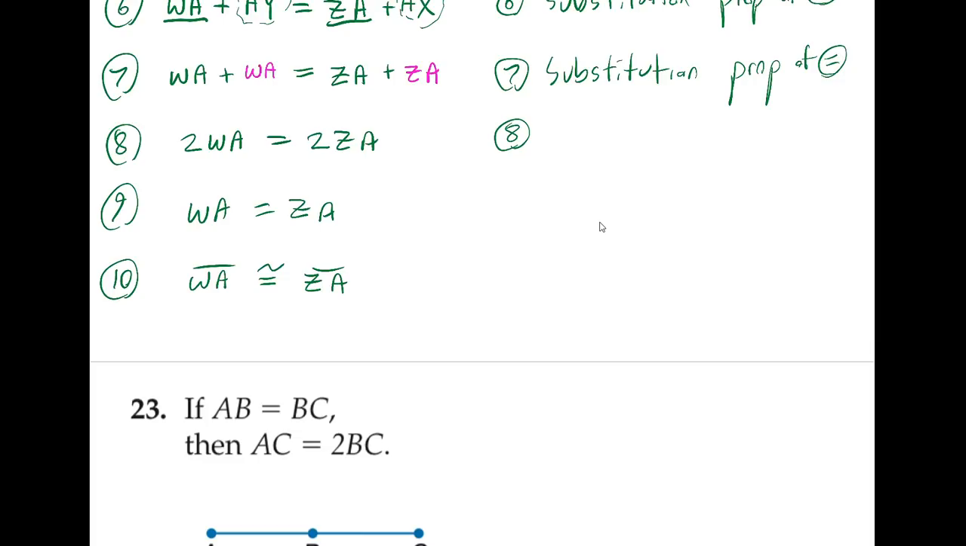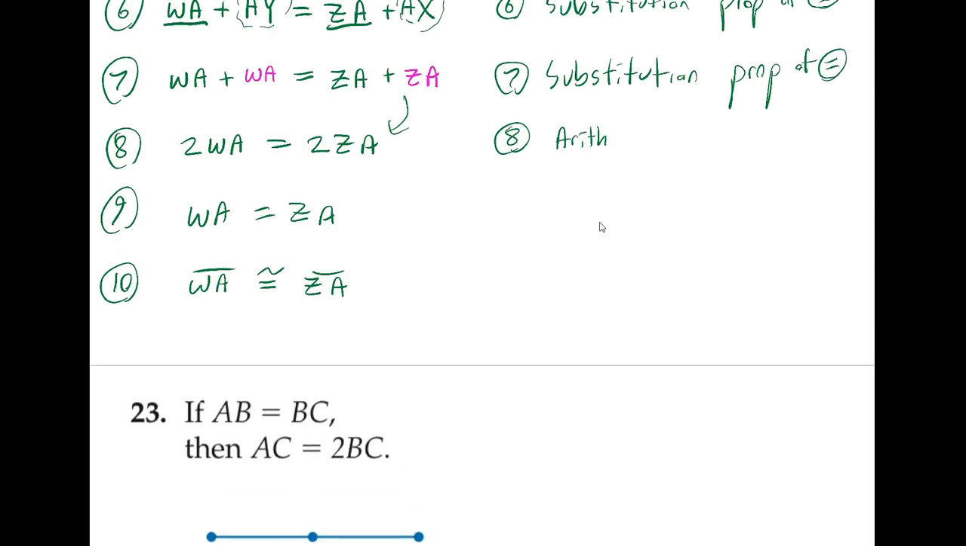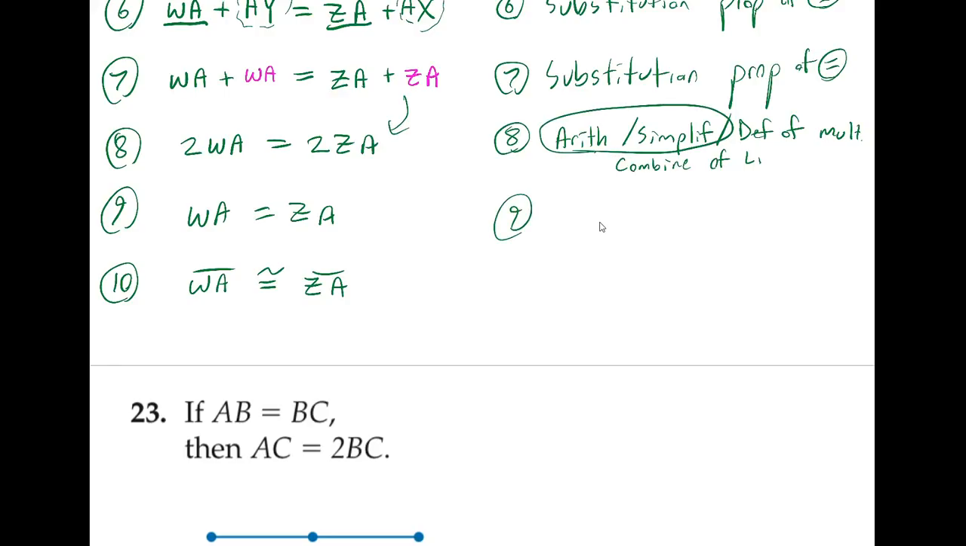Okay, so then 8, how did we get from here to here? For me, I would say that's either arithmetic, or simplification, or simplifying, or definition of, really, that's like a definition of multiplication almost. Like, what is integer multiplication, right? 2 times a number means you add it up 2 times. So I'd maybe do that's definition of multiplication almost, or you could call it combine like terms. So there's lots of things you could call this. And the most common is just arithmetic or simplify.